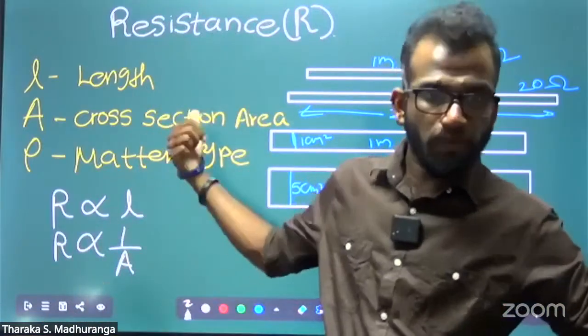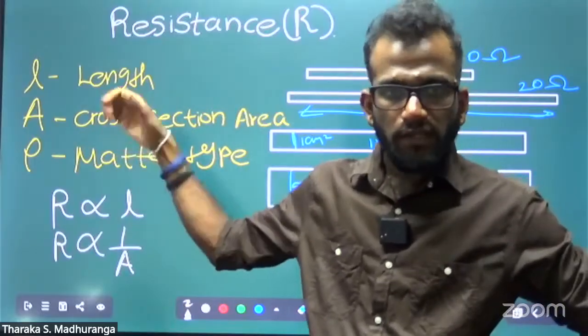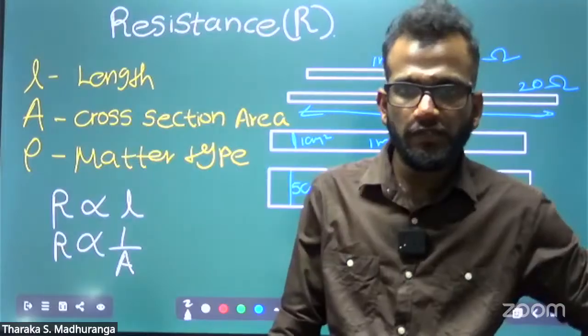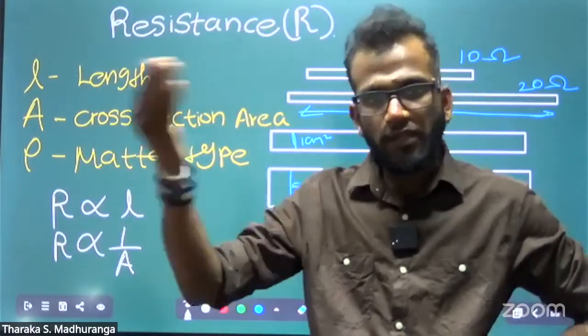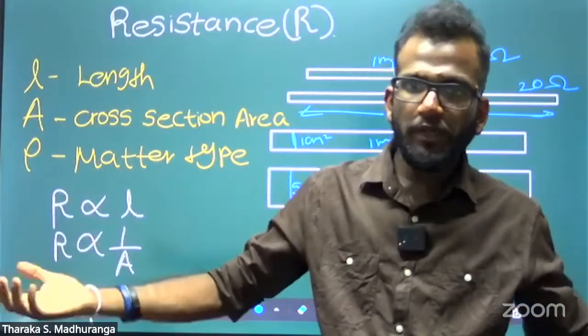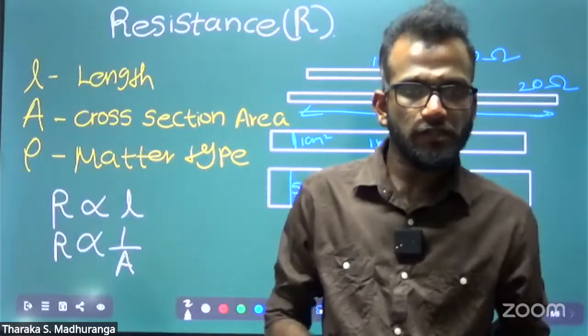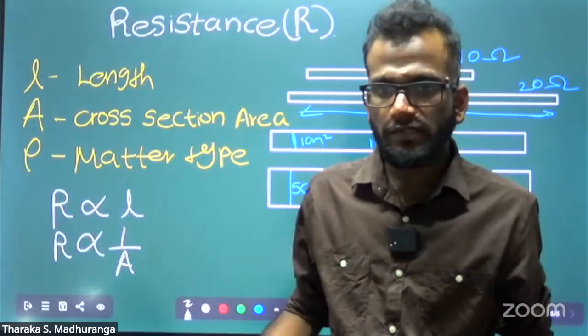The internal factors, matter type, cross-section area, and length, are the main factors affecting resistance. Not only temperature, but other physical characteristics like relative humidity and pressure also affect the resistance. They are external factors. Understood?